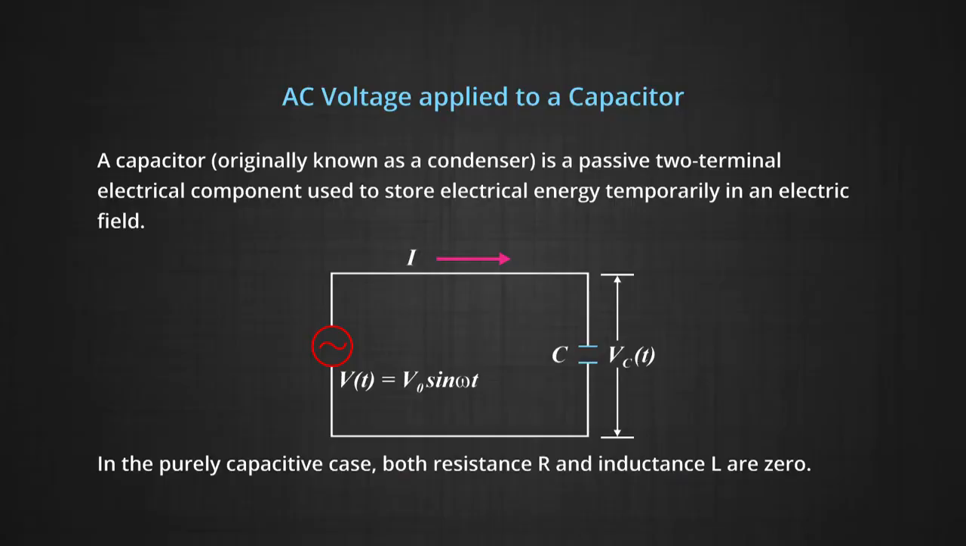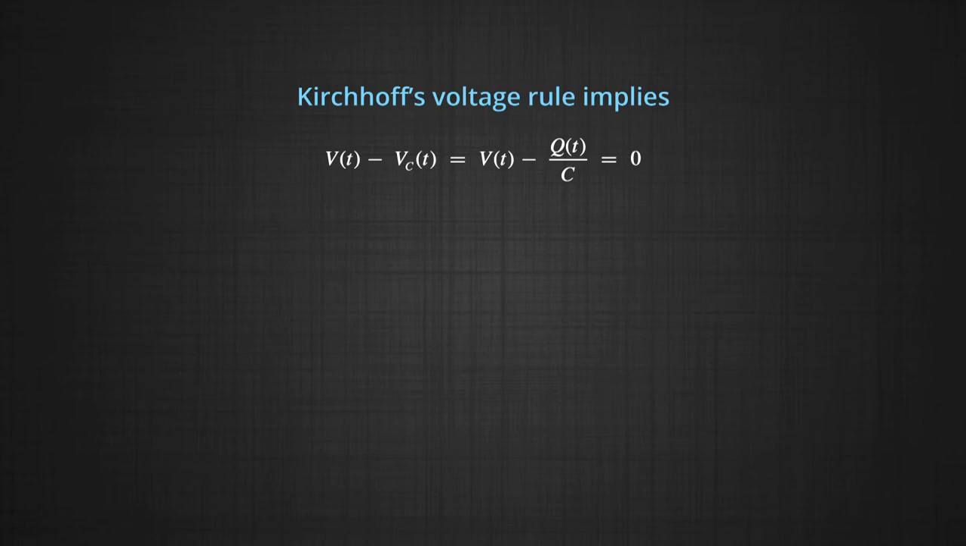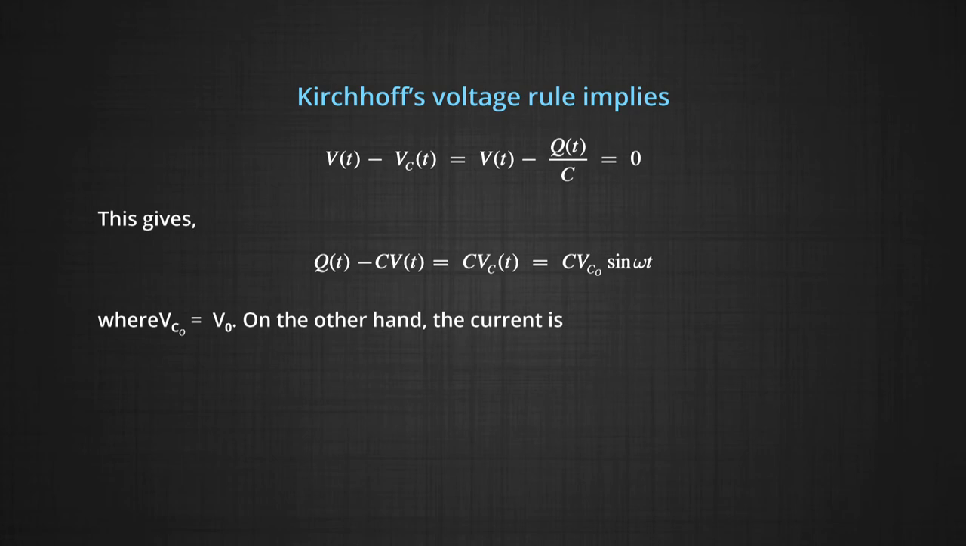Now, we will discuss what happens when a capacitor is connected to an AC voltage source. So, how does it look? You see this diagram. In a purely capacitive case, both resistance R and inductance are 0. Here we apply Kirchhoff's voltage rule as Vt minus Vc is equal to Vt minus Q divided by C is equal to 0. This gives Vt is equal to Q by C, so Q is equal to Cv, that is Cv sin omega t, where we use the peak voltage and the instantaneous voltage as V is equal to V naught sin omega t.